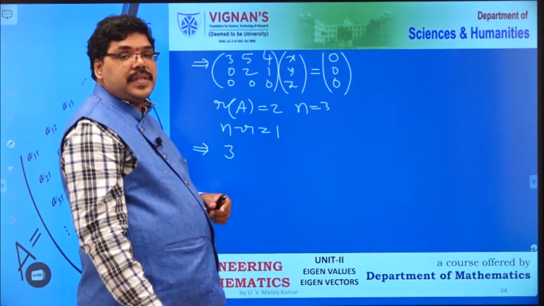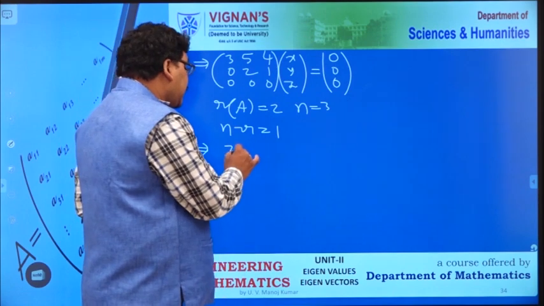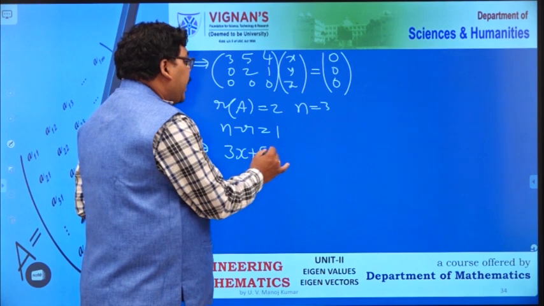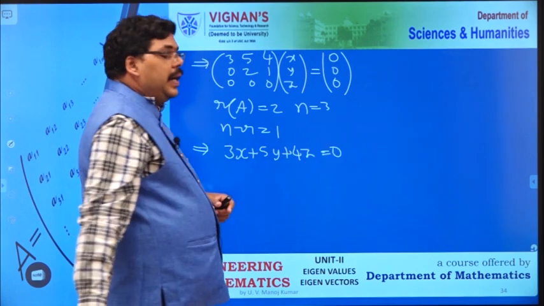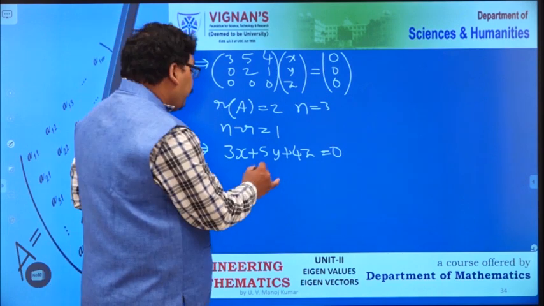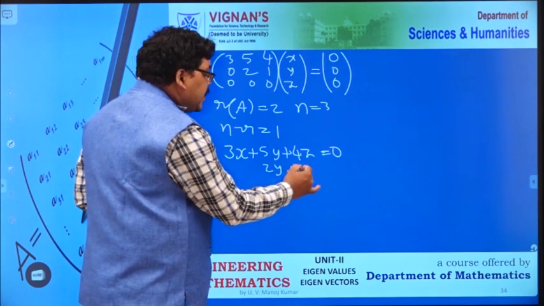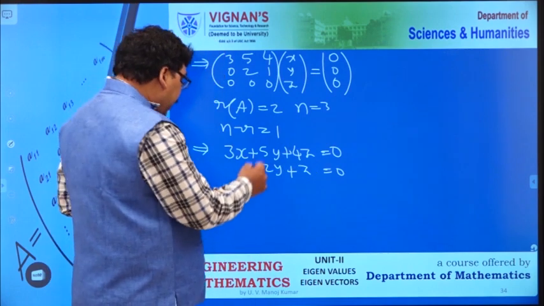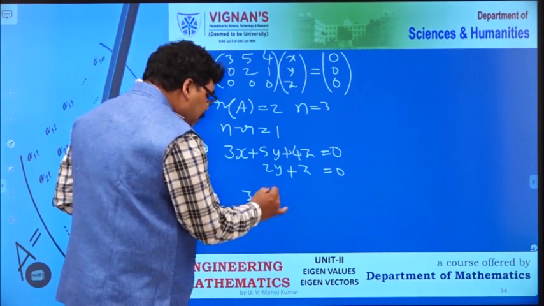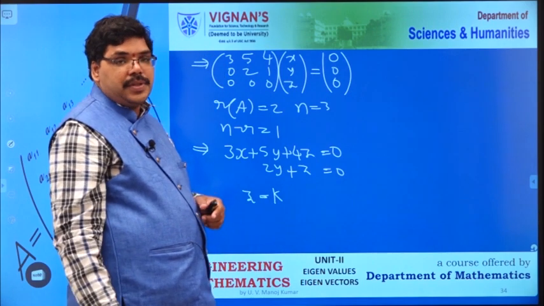from the first equation we get 3x plus 5y plus 4z equals 0, and we get the second equation as 2y plus z equals 0. So now we will say one of the variables we can take as an arbitrary constant. So I am taking z equals k.